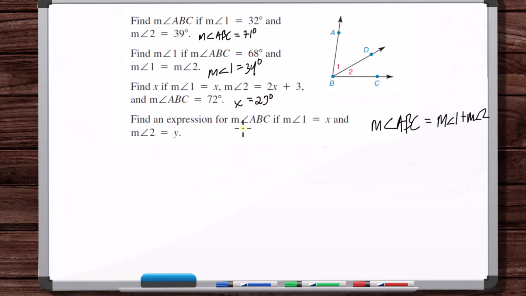Find an expression for the measure of angle ABC if the measure of angle 1 is equal to x and the measure of angle 2 is equal to y. So yeah, we're just going to get the measure of angle ABC is equal to x plus y. That's it. You just substitute the measure of angle 1 for x and the measure of angle 2 for y.